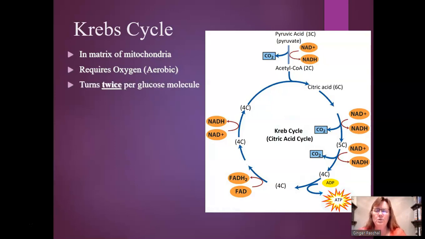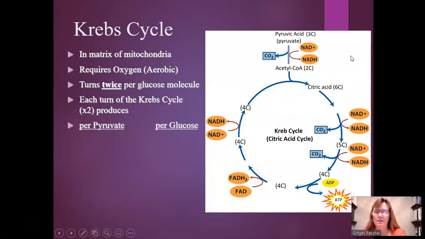The Krebs cycle turns twice per each glucose molecule. That's because there are 2 pyruvates or pyruvic acid molecules. We need to send both of those through the Krebs cycle. Each time we send a pyruvate completely through this cycle, we get NADHs. For each turn, we get 3 NADH molecules. And we're going to put both pyruvic acids through, so we have to multiply that by 2 to get the amount per glucose. So we get 6 NADHs.